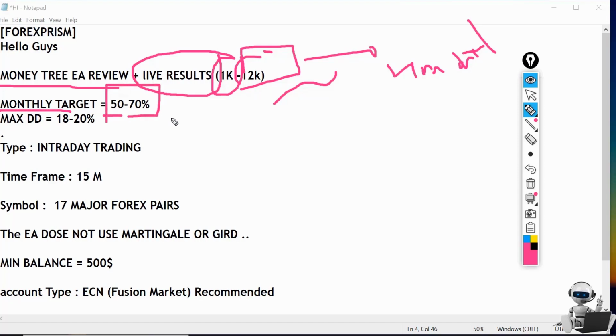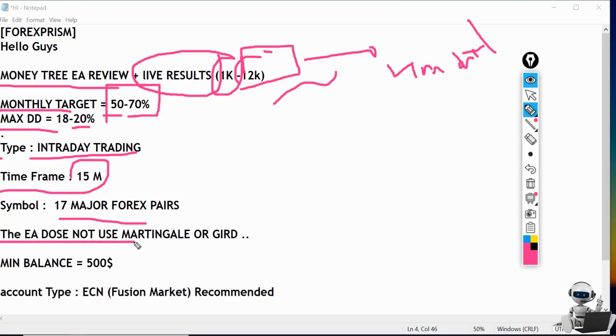I myself don't consider this to be true unless I test it for myself and see it, and give you an honest opinion about it, whether it is correct or not. The maximum drawdown is basically 18 to 20%. Type is intraday trading. It works on a 50-minute time frame, and the symbols are basically 70 major forex pairs.